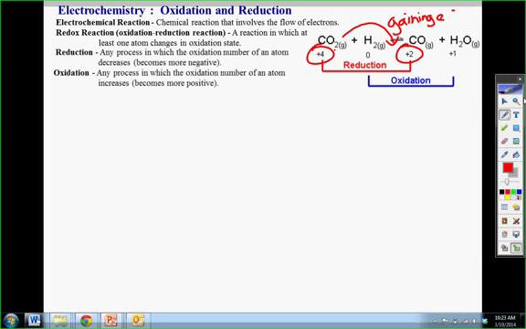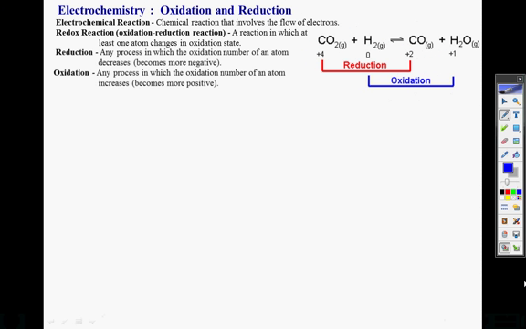Oxidation: I went from 0 to +1. What happened to the number? It got bigger, and we're doing what with electrons? Any process in which the oxidation number increases, becoming more positive, means we are losing electrons. You have two ways to remember that: OIL RIG or LEO goes GER. LEO goes GER, that's my favorite.